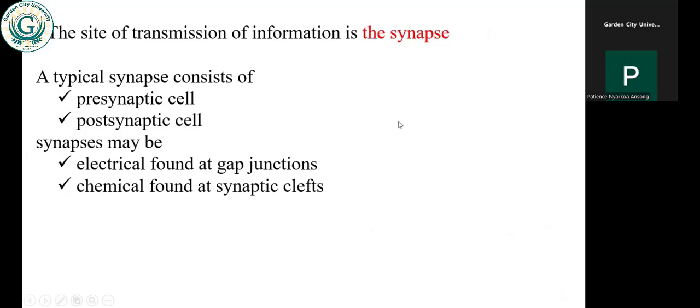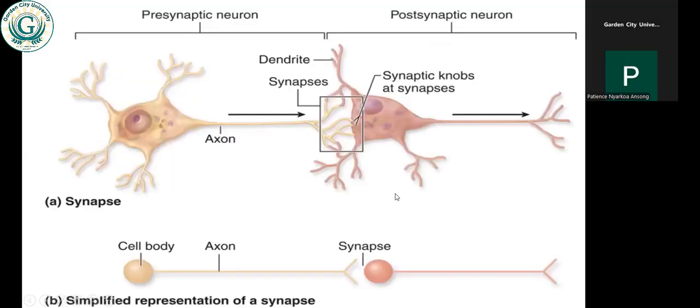So the site of transmission of signal information is the synapse. The synapse is the space between one neuron and the other. The neuron that is transmitting the signal is the presynaptic cell. The neuron that is receiving the signal is the postsynaptic cell. So synapse may be electrical, found at gap junctions, or chemical, found at the synaptic cleft. So the presynaptic neuron, the postsynaptic neuron, between them you have the synapse.